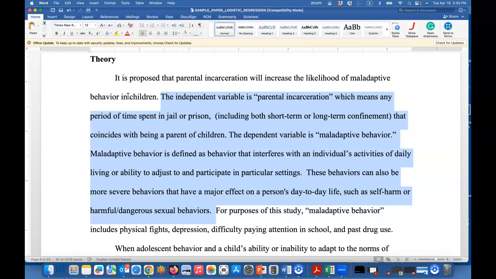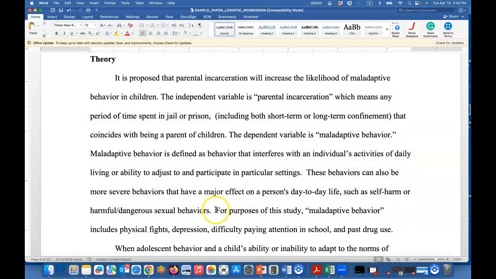The dependent variable is maladaptive behavior. Maladaptive behavior is defined as behavior that interferes with an individual's activities of daily living or ability to adjust to and participate in particular settings. These behaviors can also be more severe behaviors that have a major effect on a person's day-to-day life, such as self-harm or harmful or dangerous sexual behaviors.